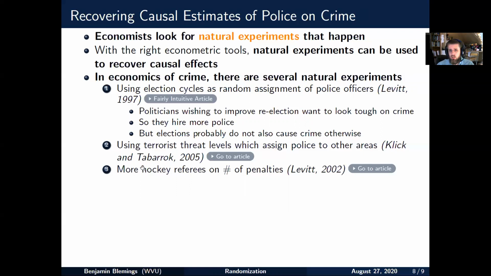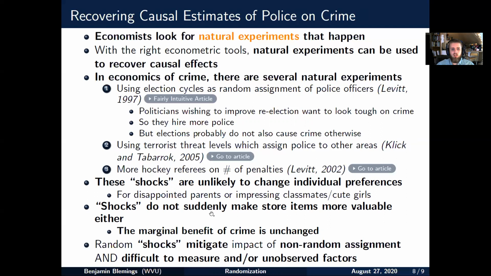Another is terrorist threat levels, as a way that police are assigned to different areas. You can click on any of these and go to these articles. And the third is hockey referees and the number of penalties, which, if you think about it, a referee is like the police officer of a hockey game. So this is one way that sports can inform economic theory. I like sports myself, and it can actually be really helpful to advance economic theory.